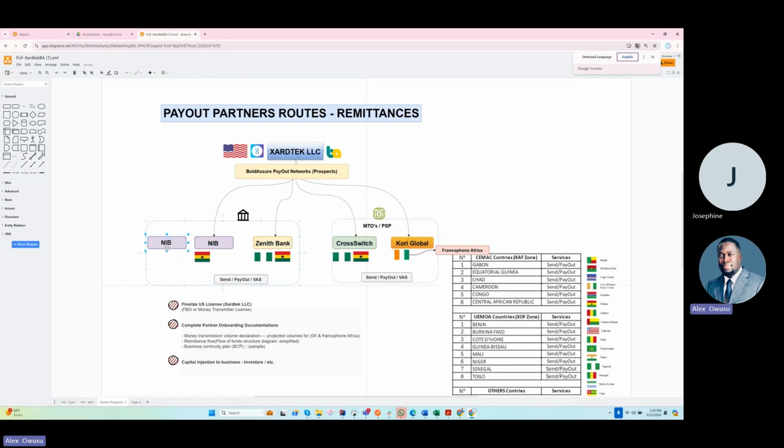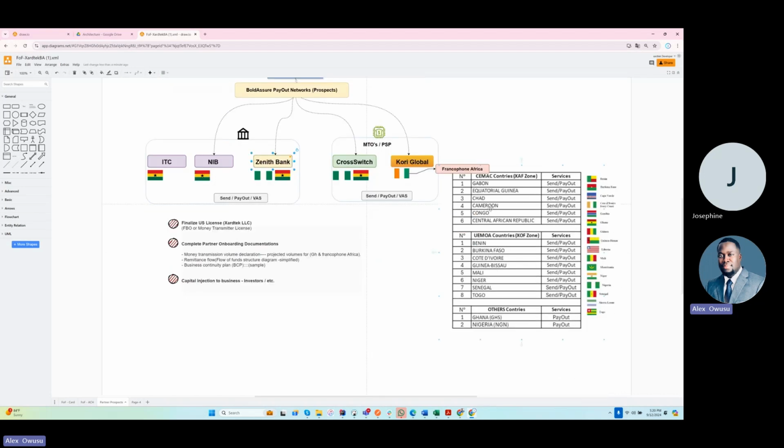To give you a good idea of the scale of what we are talking about, and I know you mentioned, Alex, this is a big thing. If you take the partners so far, we have ITC, but we have NIB and Zenith Bank, who are all going to be coming on board. We have CrossSwitch, which is also in Ghana. They take us to the Nigeria market. They are going to be coming on board. We have Corey Global, which is in Ivory Coast. They are going to take us to all these francophone countries, right?